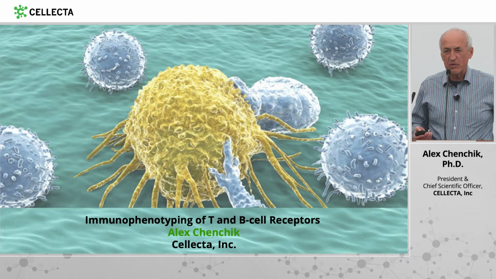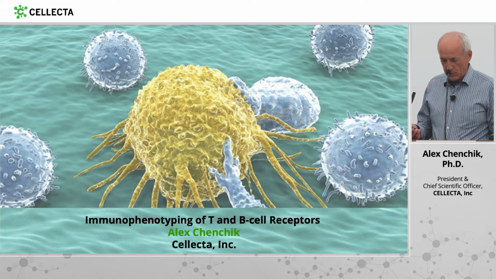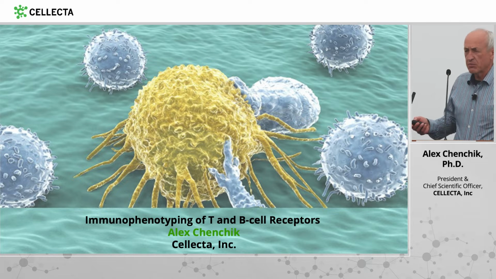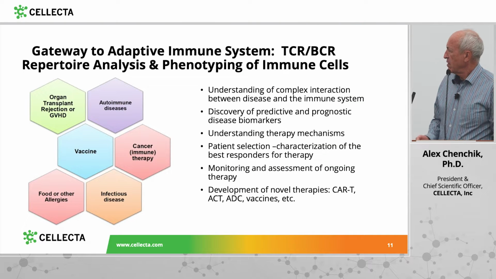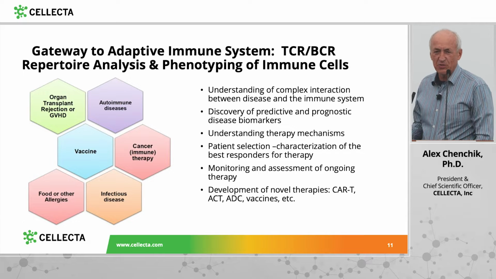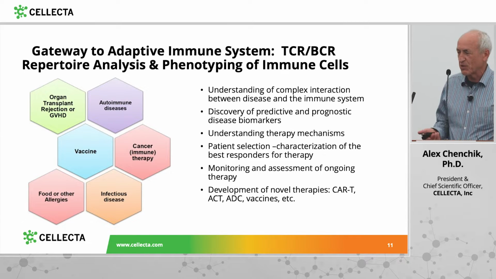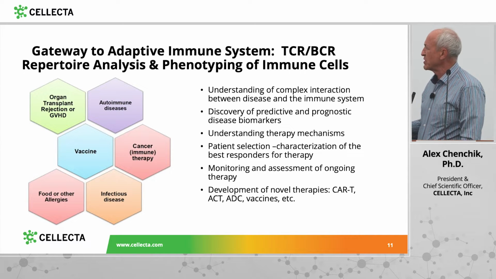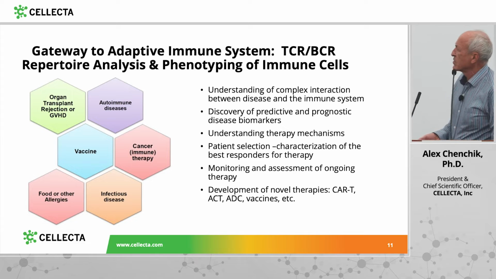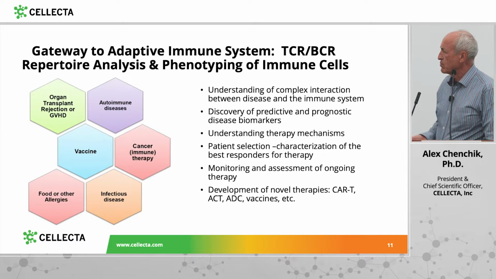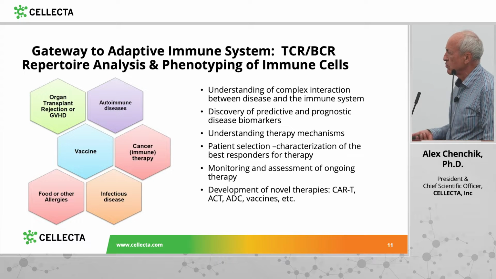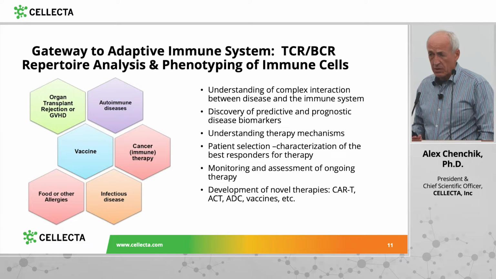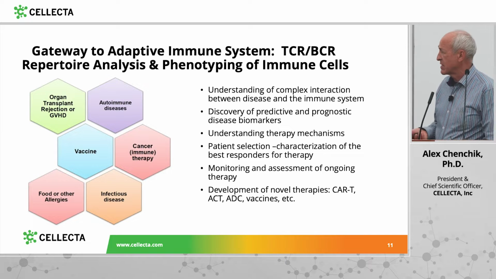And we are going to talk about profiling of immune receptors, T cell and B cell receptors, and immunophenotyping of the T and B cells. So you probably already know that the adaptive immune system is really very critical for understanding a wide range of human diseases, and the most typical applications for analysis of the adaptive immune system are cancer, infectious disease, autoimmune disease, food intolerance, allergy, organ transplantation, and vaccine development. But applications can be more than shown on this slide.